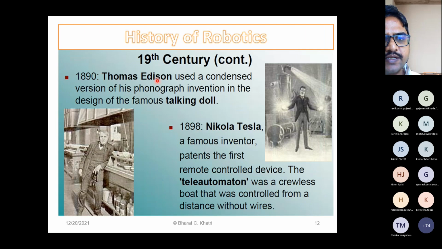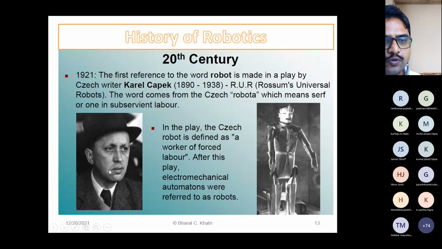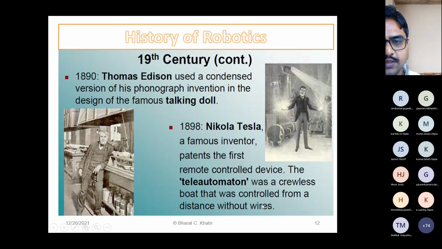In 1879, Thomas Edison used a condensed version of his phonograph invention in the design of a famous talking doll, right. Nikola Tesla in 1898 made tele-automation. He went for the patent of the first remote control device, a crewless boat, you can say, that can be controlled from a distance without wires. So this boat can be controlled.